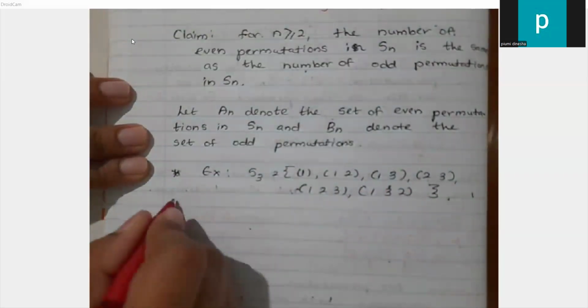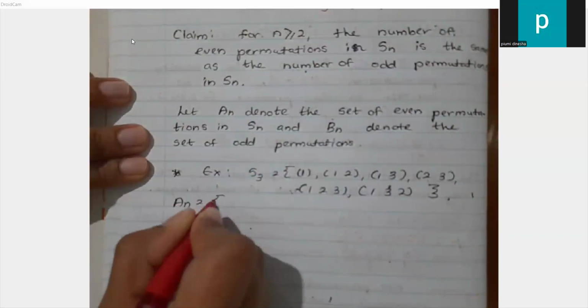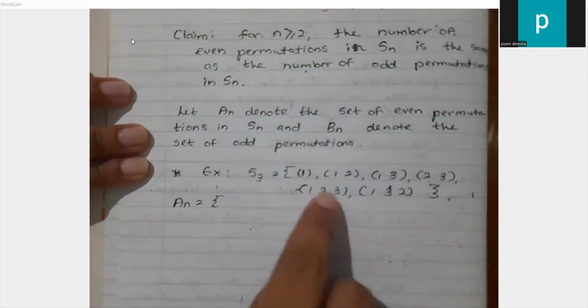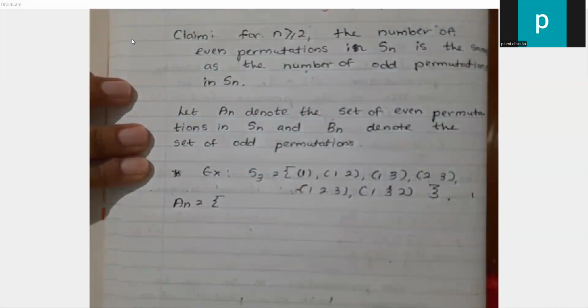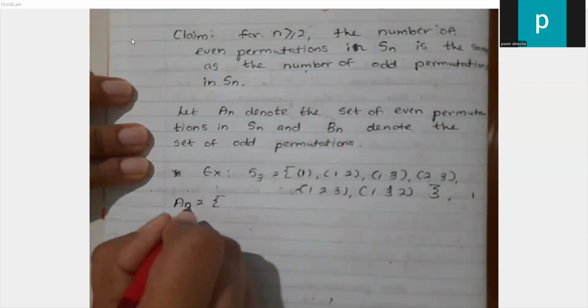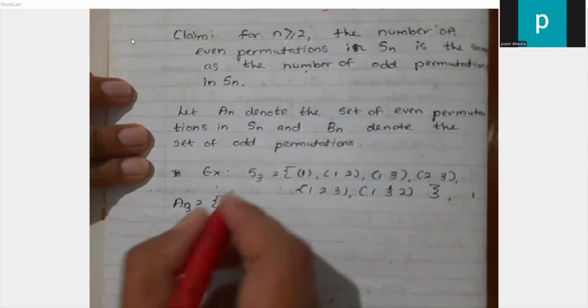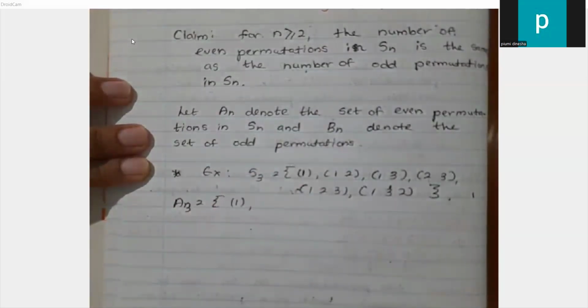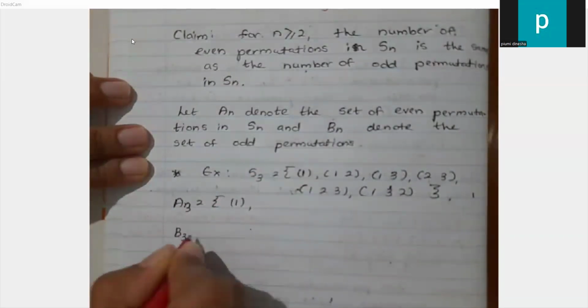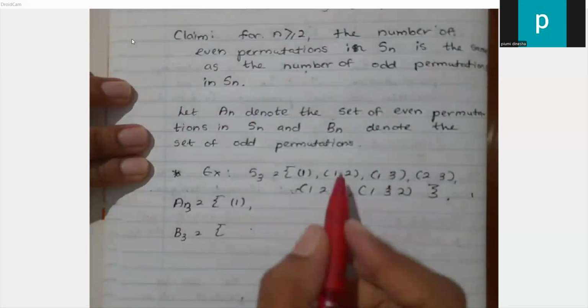Okay. So what goes inside An? What are the even permutations in S3? So instead of writing An, I will write A3. Even permutations of S3. Identity is in there. Identity will be even always. It's an even permutation, even for n equals 1. And then B3 represents the odd permutations.